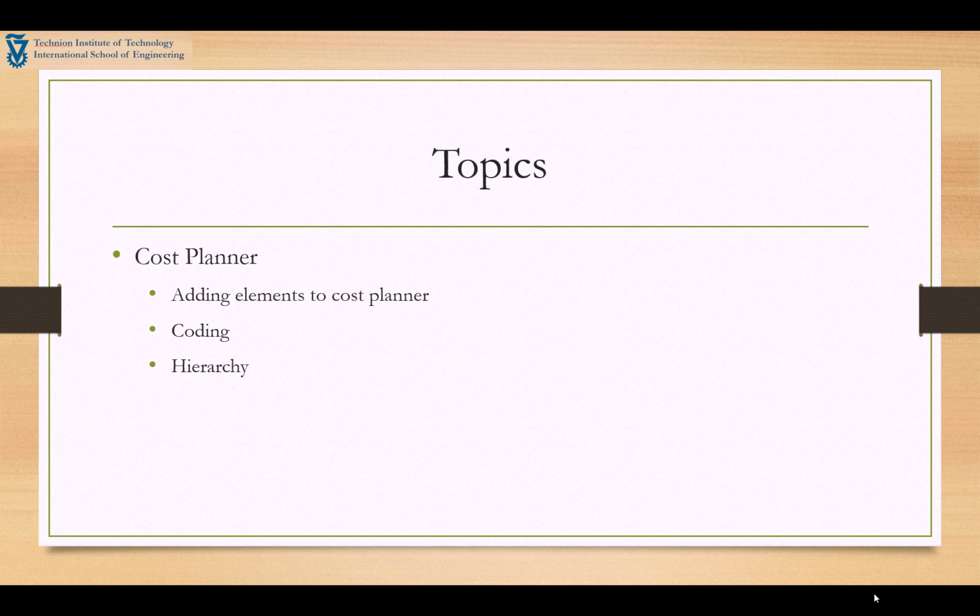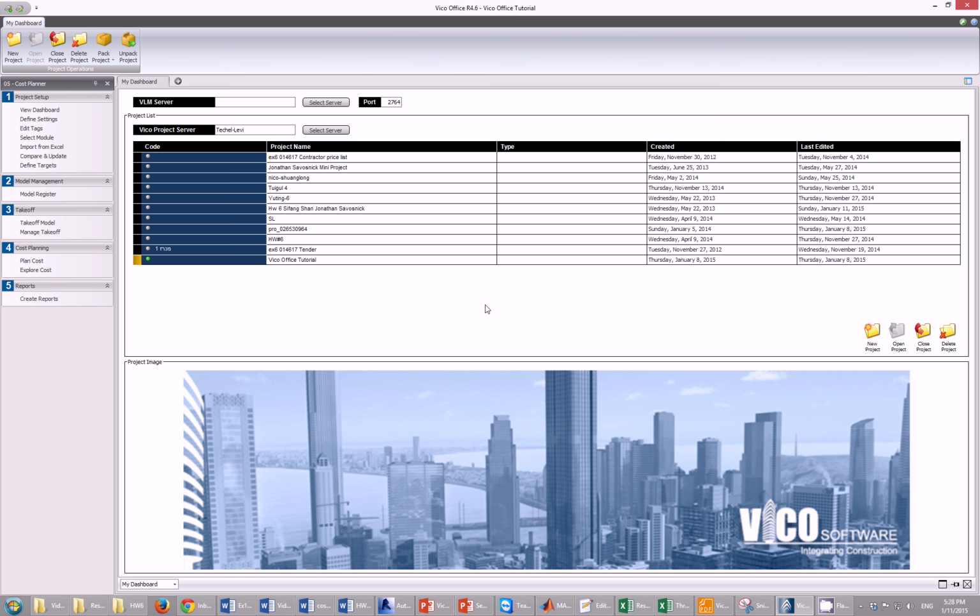We will talk about adding elements to the Cost Planner, how to code, and dealing with the hierarchy. Please open the Vico Office suite. It is assumed that you have already imported your model into Vico and created the Takeoff Manager.